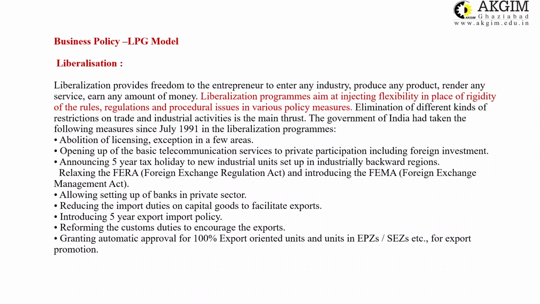Then there was the introduction of a 5-year export import holiday, granting automatic approval for 100% export oriented units. There were certain other reforms introduced by the government in the policy of July 1991. So these were the various measures that were part of the liberalization policy. That was a major radical reform taken by the Indian government, with the reason to boost up the economy of India.